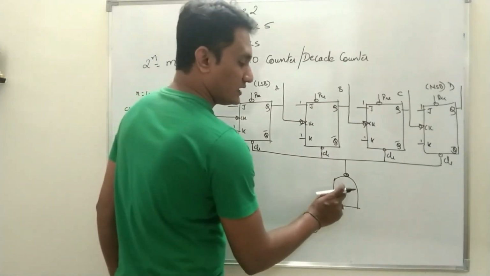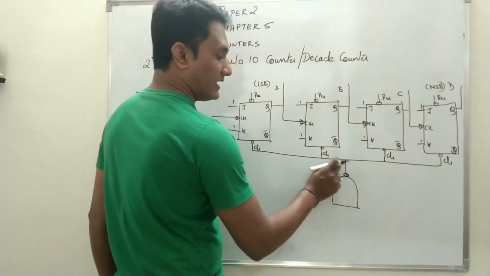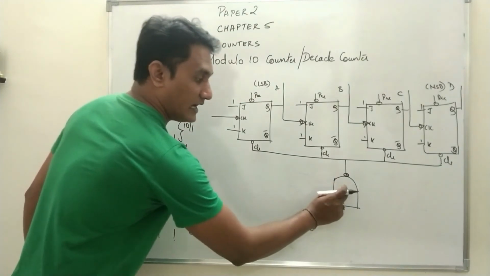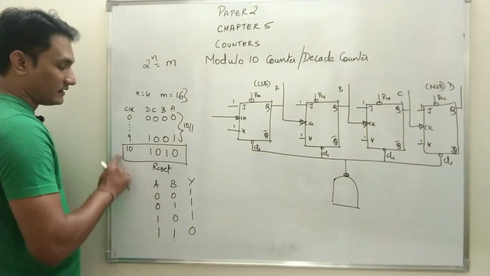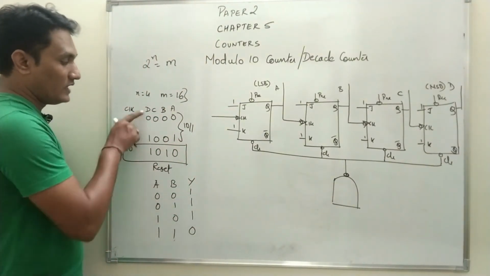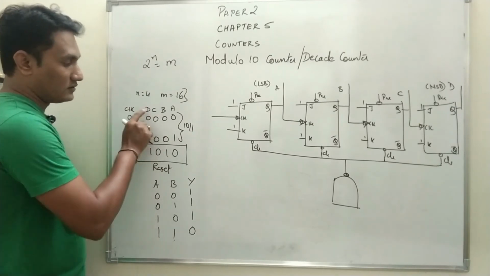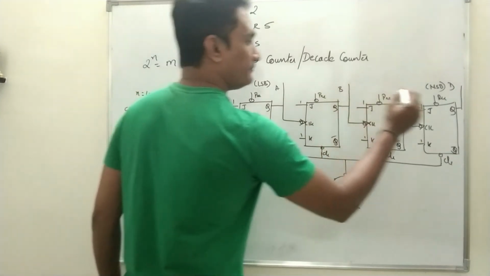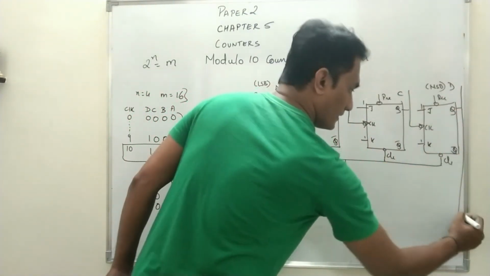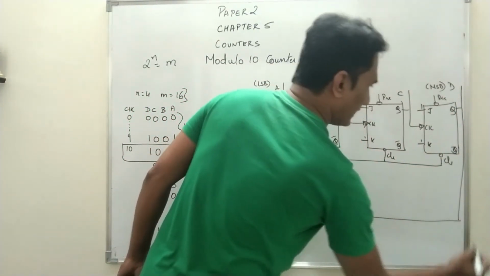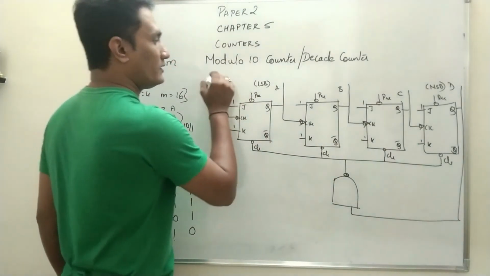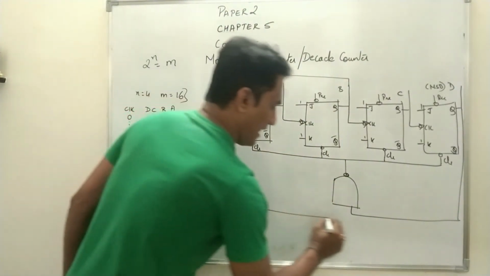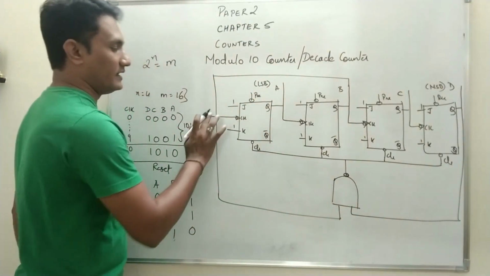So we are using a NAND gate. The output of the NAND gate is connected to the clear terminal, and the input of the NAND gate is decided by this reset which I have bracketed. You have to check which variable is 1. So at this point D and B are 1. So connect D as one input and B as the other input.